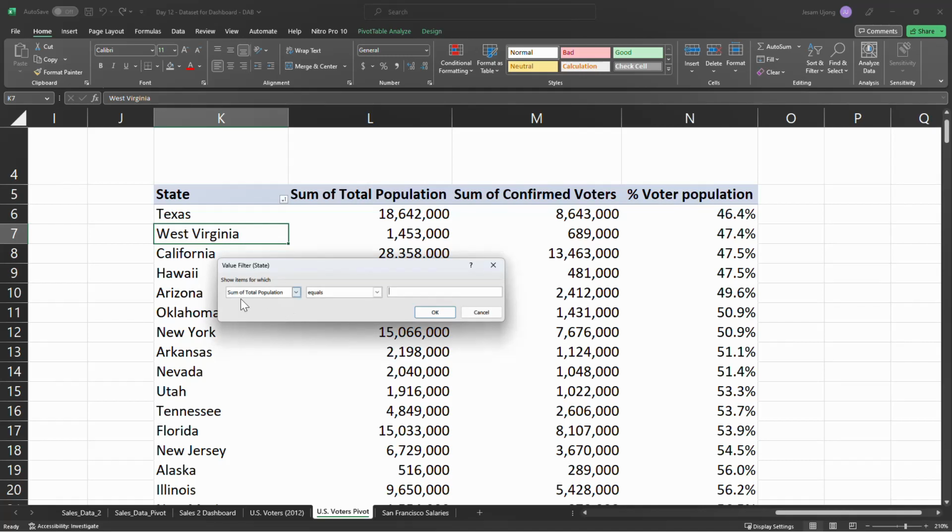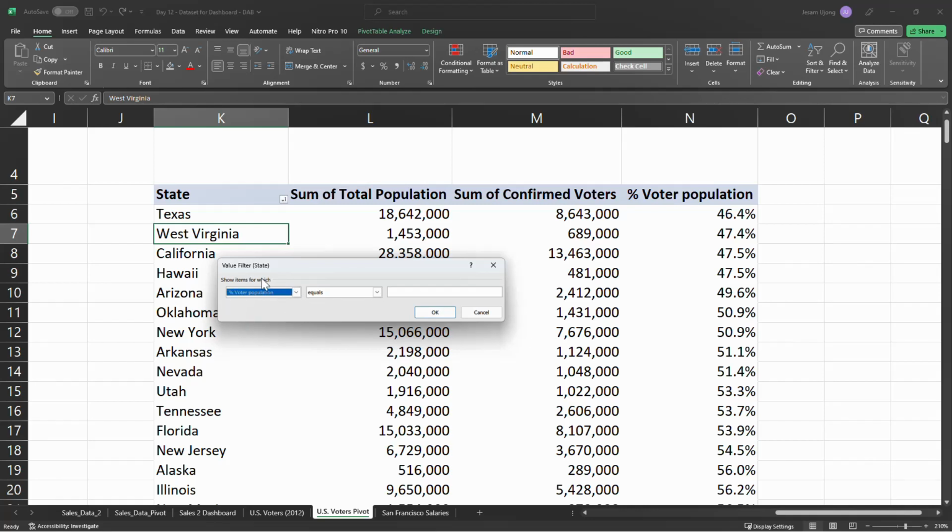Okay, so here it is, show items for which sum of total population is equal to this sum of total population. No, my interest was in percentage voters population. So there's a drop down option here. I click on it and I select percentage voters population.